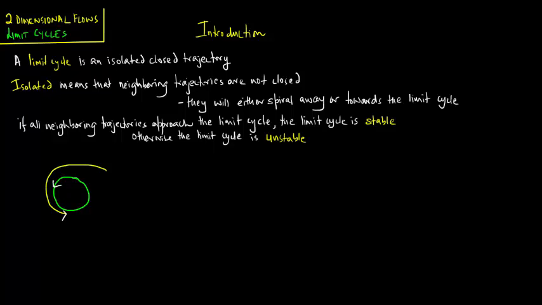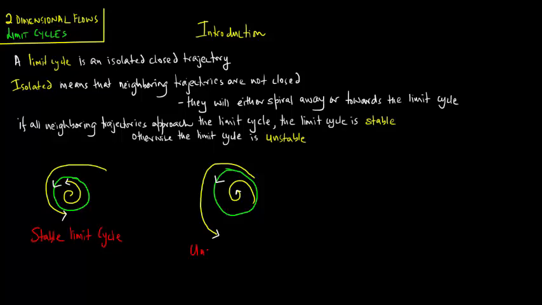Here, nearby trajectories are approaching the limit cycle, and so we have a stable limit cycle. In this case, neighboring trajectories are moving away from the limit cycle, and so we have an unstable limit cycle.